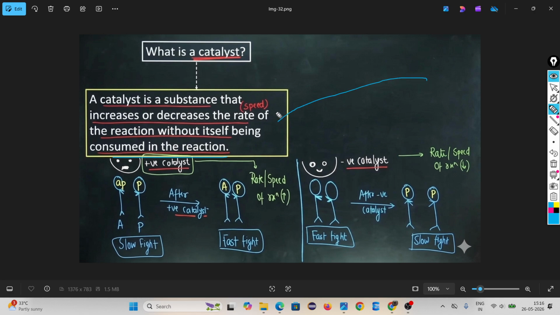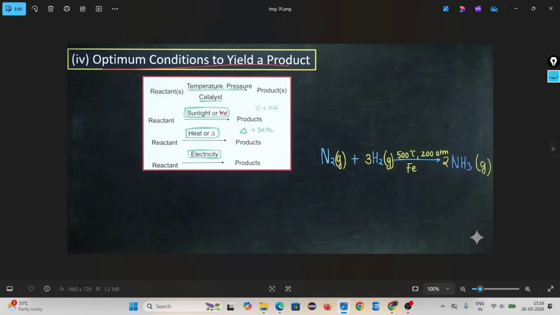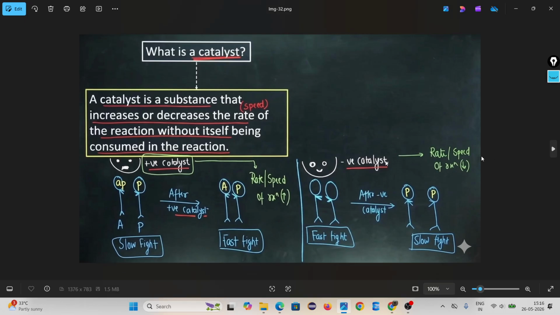They don't participate in the reaction, but they will increase the speed of a reaction. Okay. Catalysts are those substances that increase or decrease the rate of a reaction without being consumed. They don't get consumed in the reaction, but they will increase the speed of a chemical reaction. Okay, like in the previous example, look, iron is the catalyst. They increase the reaction rate.